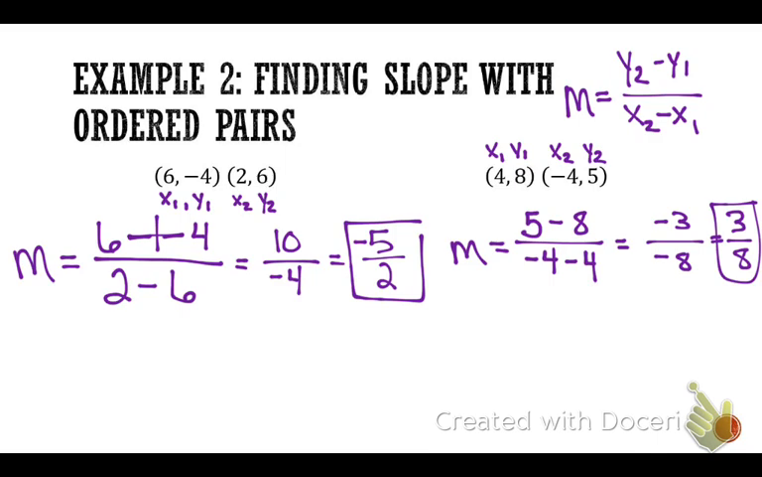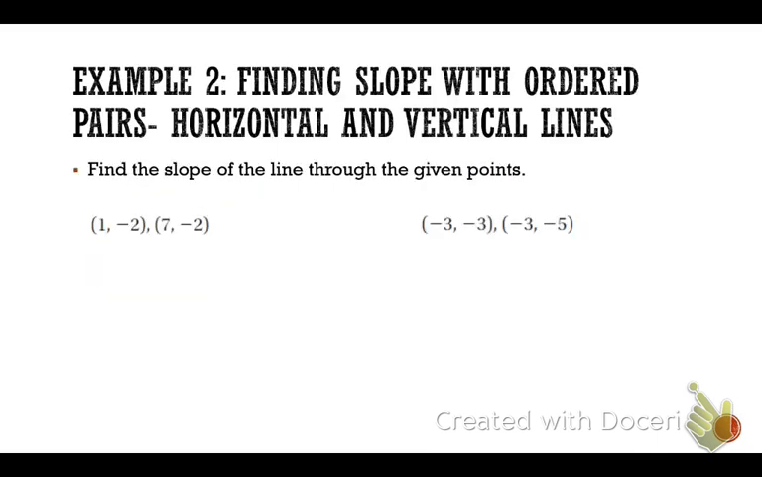Okay, so let's do now the second part of example 2. Something is going to be different about these slopes. And the hint is in the title of this slide. Horizontal and vertical lines. So we're going to use our formula again, this is 2 more problems that we're using that formula. Y2 minus y1 over x2 minus x1. But something's going to be different about our answer. We have to be able to recognize it.